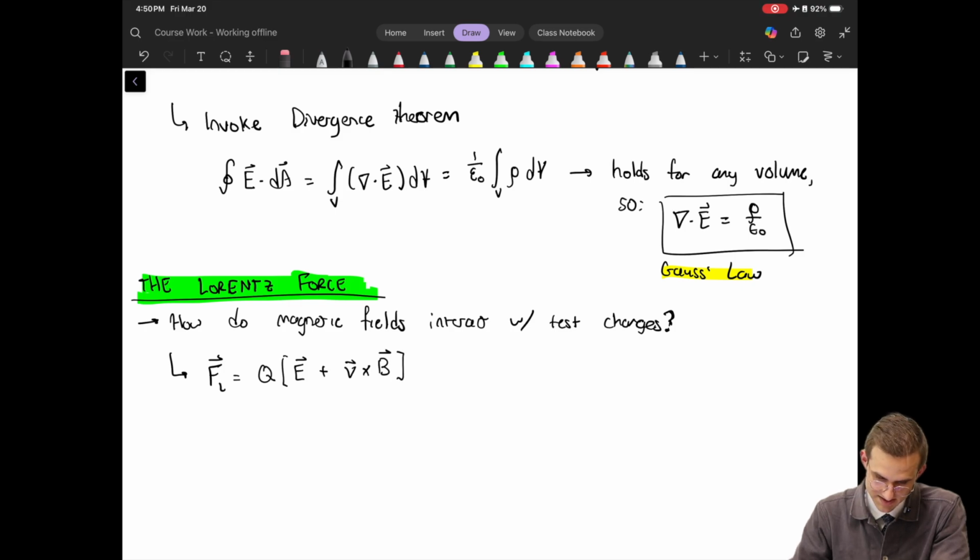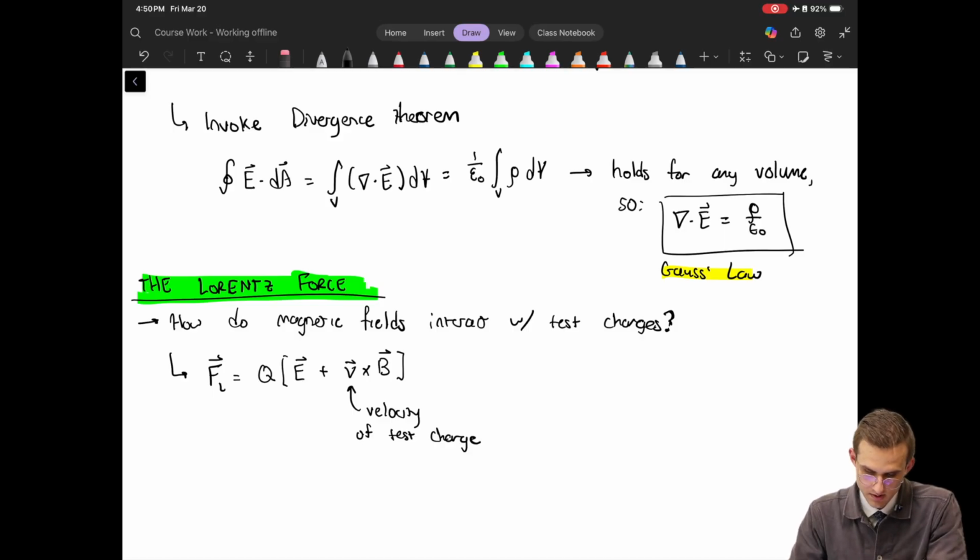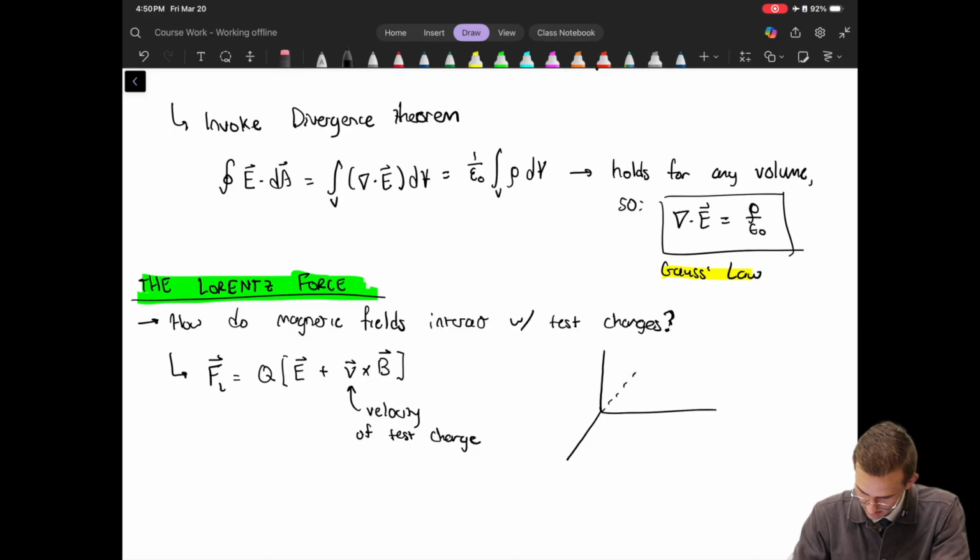V is the velocity of the test charge. Okay. So let's draw what I mean here. So let's say that we have this set of coordinate axes. All right, and we've got the test charge Q, and that charge is moving in this direction.